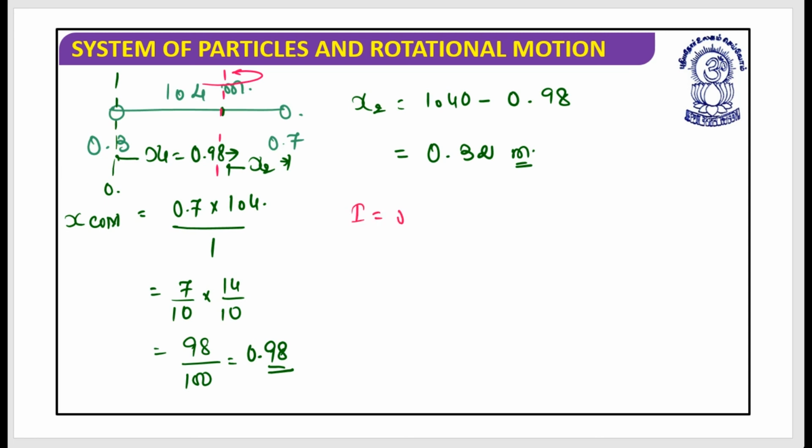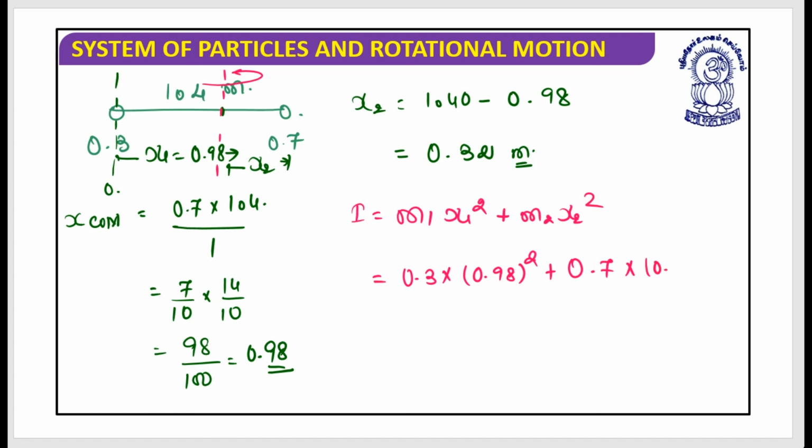So I is equal to m1 x1 square plus m2 x2 square. Your mass 1 would be 0.3 into x1 square, this is 0.98 whole square, plus your mass 2, it's 0.7 multiplied by 0.32 whole square. Solve this and get it done. This would be in kg into meter square. I hope this is clear.